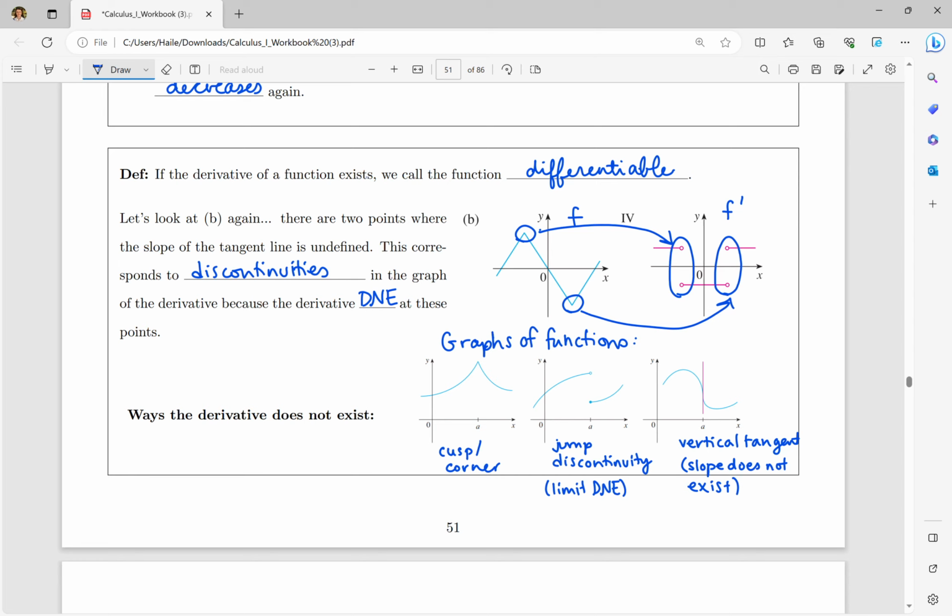So these are kind of the things that can go wrong with your formula. You could have a cusp or a corner, meaning you have multiple or infinite slopes, or you could have the limit not exist, or you could have the slope itself not exist. Okay?